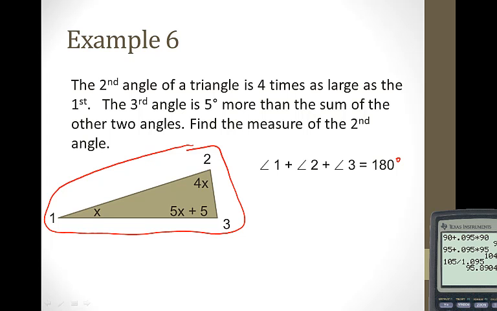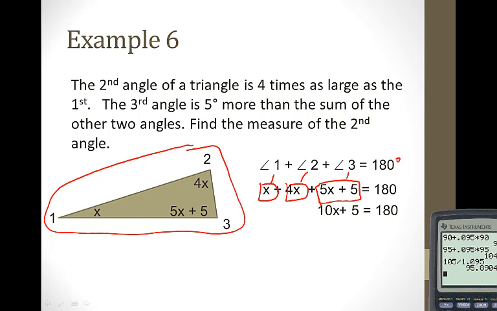So now what are we going to do? If you've gotten this far, go ahead and pause it here and see if you can solve this equation. Okay, how do we do? Angle 1 is x, angle 2 is 4x, and angle 3 was 5x plus 5. Combine some like terms, you get 10x plus 5 equals 180. Subtract 5 from both sides, you get 10x equals 175, and then divide by 10, you get x equals 17.5.